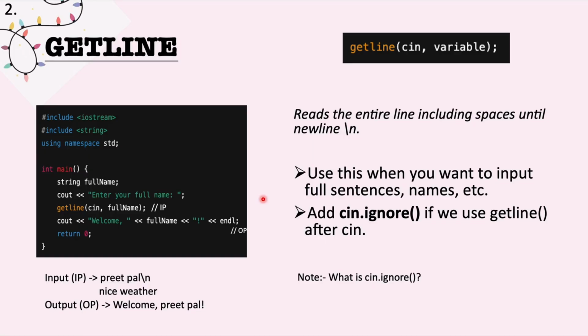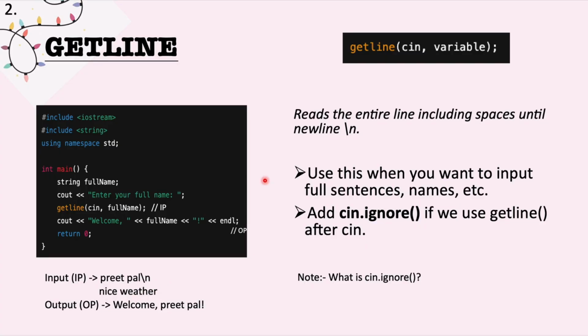Let's take a quick example. Here we declare a string fullName. Now we use getline and pass cin and the variable, that is fullName in our case. So getline will take the console input from the user and store it into the variable fullName until we get a new line character. Now the user input was PREET, nice weather. On printing, we get only PREET as output, as nice weather was after the new line character, hence it was ignored by getline.